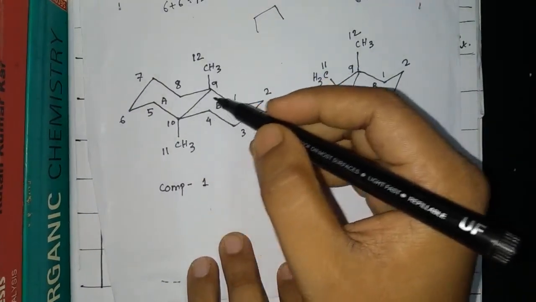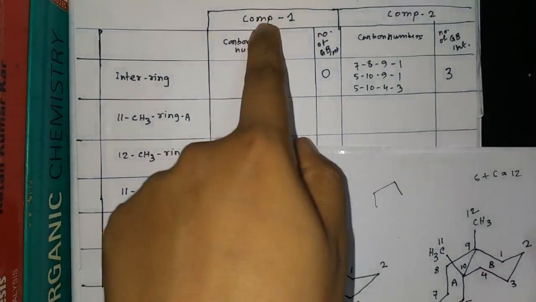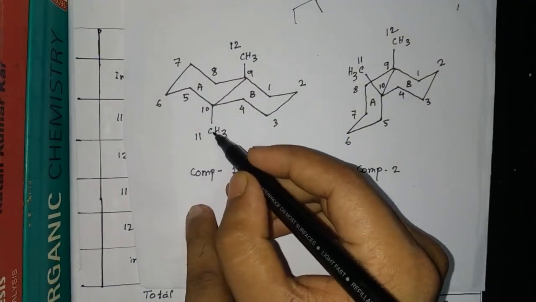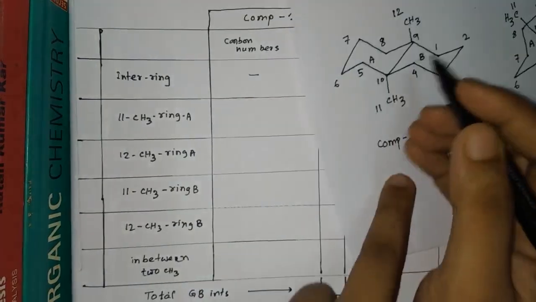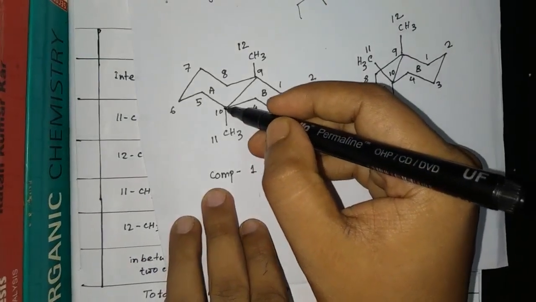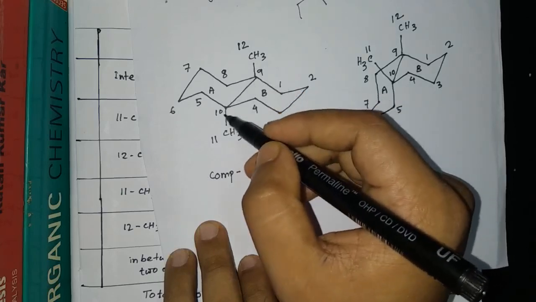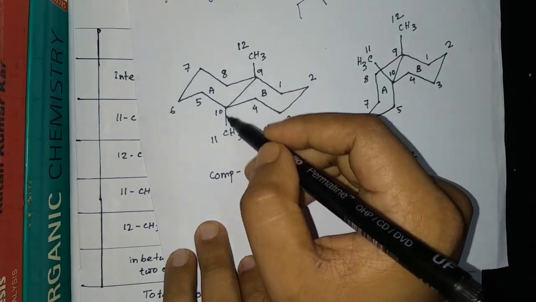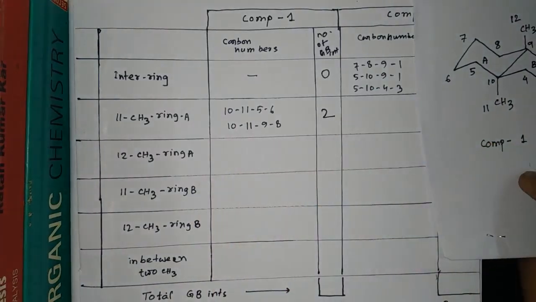But if the CH3 is there, then now we have to calculate how many Gauss butane interactions the CH3 is producing. So 11 CH3 with ring A for compound 1. You can see 10, 11, 5, 6. This is the Gauss butane interaction. And 10, 11, 9, 8. If you see along this 9, 10 bond, then you can understand these two have a 60 degree bond angle, 10, 11 and 8, 9. So there are two Gauss butane interactions present in compound 1.